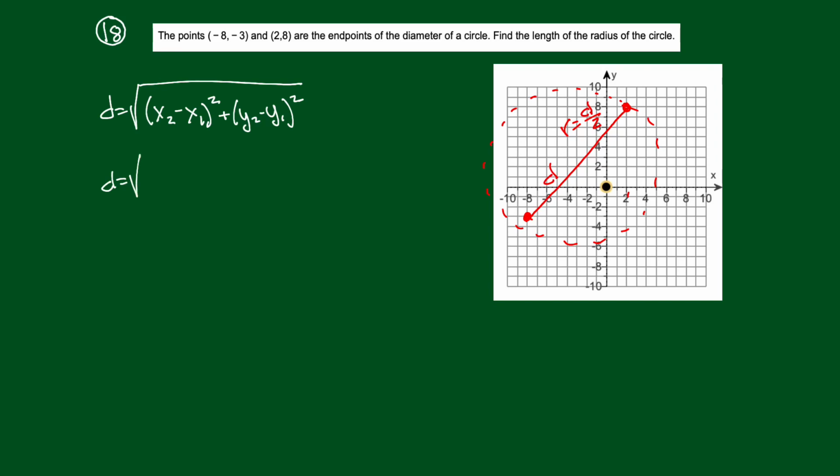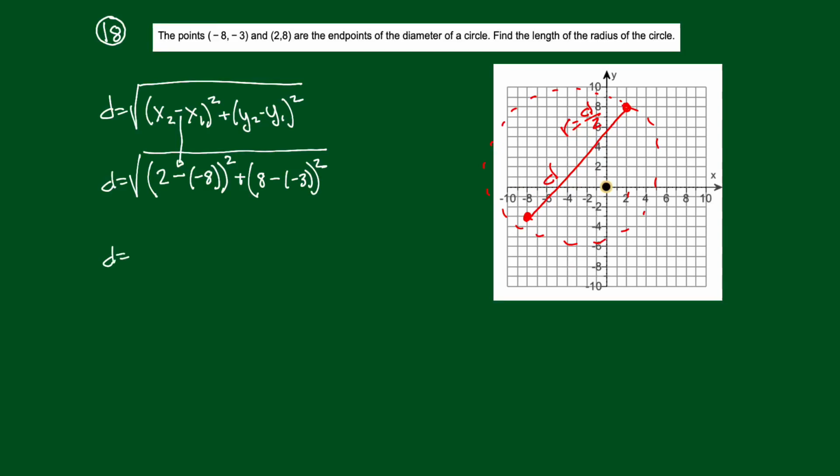Distance is, all right, second x minus first x. So the second x that I see up here is the 2. The first x that I see as I look left to right is -8. So this is going to be second x, 2, minus the first x. Now the first x is -8. Be careful with all these negative signs. Squared, plus. Now the second y I see here is 8. The first one is -3. So this is going to be 8 minus -3, squared, square root of that whole thing.